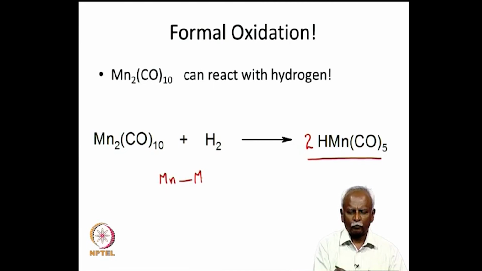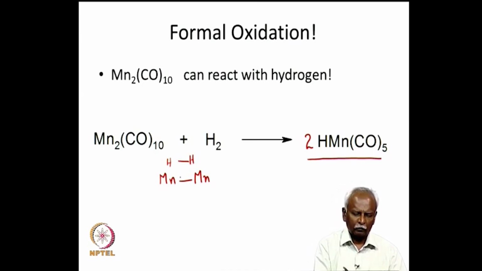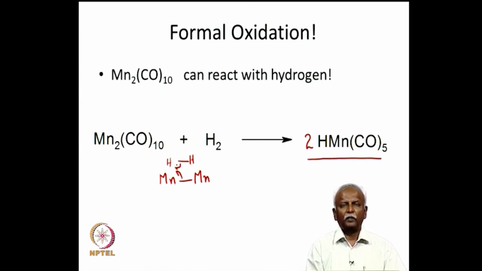So, in Mn2(CO)10 you have a manganese-manganese bond, and in the other reactant you have an H-H bond. If you now break these in such a way that you form a new bond between the manganese and the hydrogen, then you end up with HMn(CO)5.